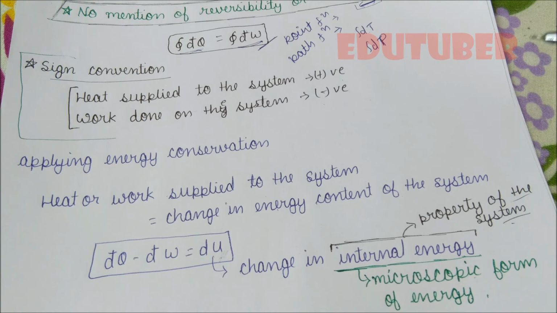Again, for summarizing, the first law of thermodynamics states that for a closed system undergoing a cyclic process, the net heat interaction is equal to the net work interaction when they are expressed in their own units. Some special features: no mention of reversibility is there in the first law. It is defined for a closed system, a cyclic process, and when heat and work are expressed in their own units.